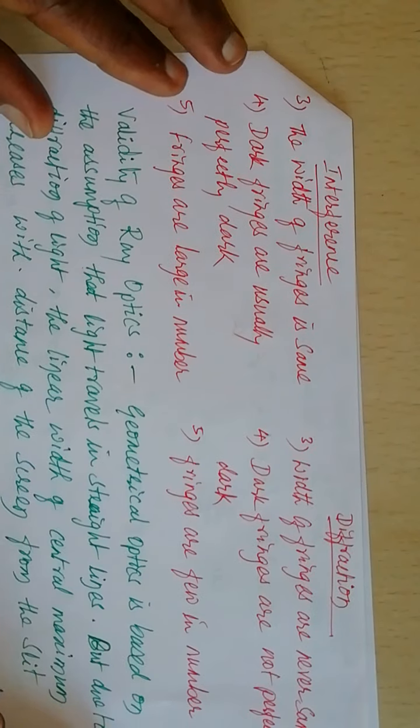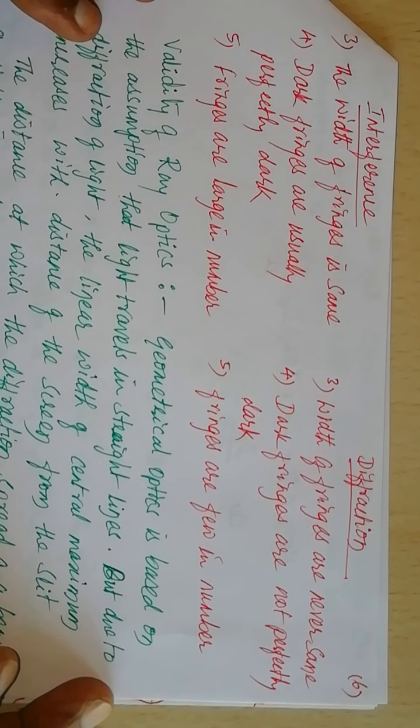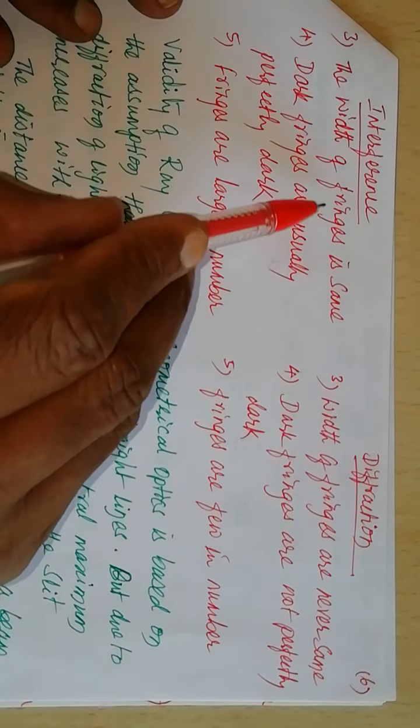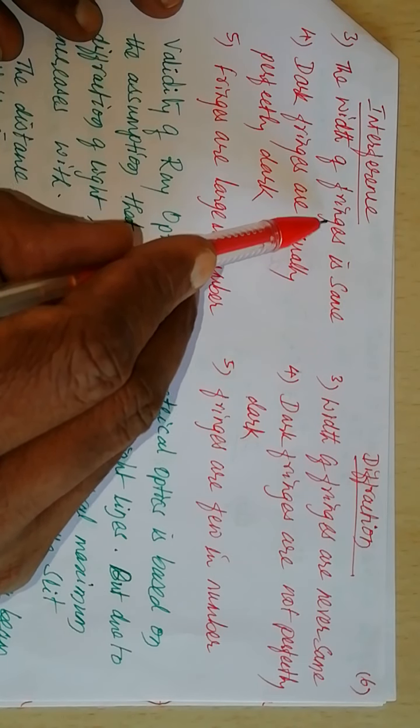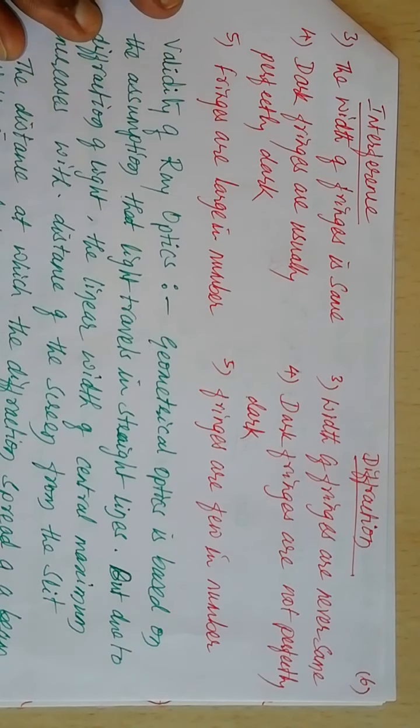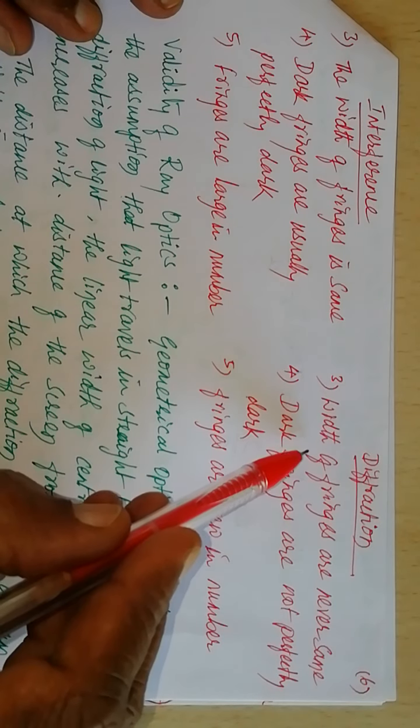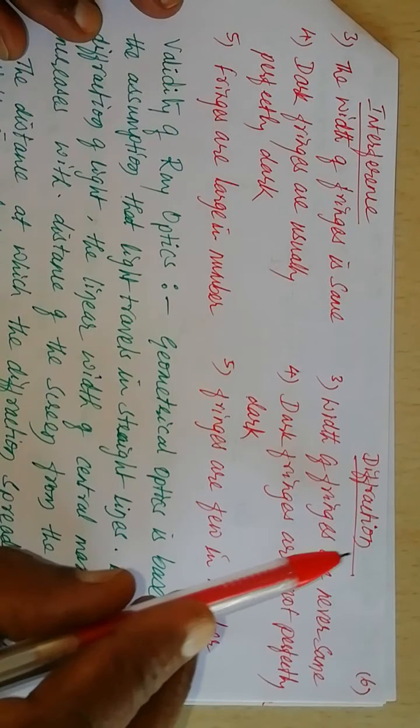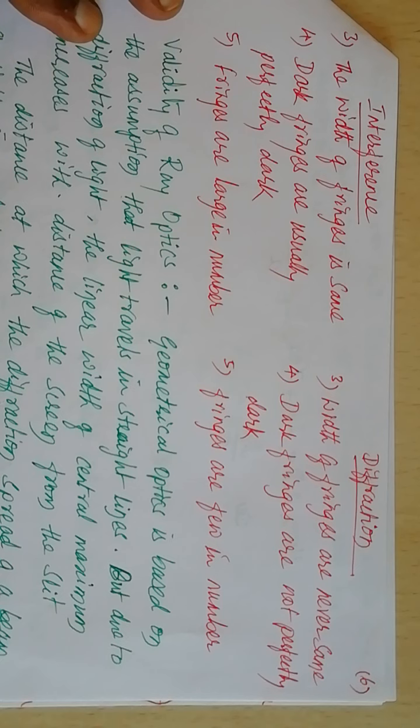The third point of difference, the width of both bright and dark bands or fringes is the same in case of interference, whereas the width of fringes are never the same in case of diffraction.